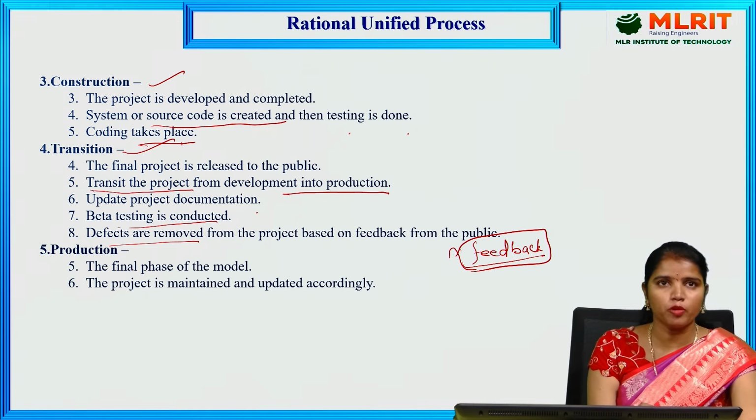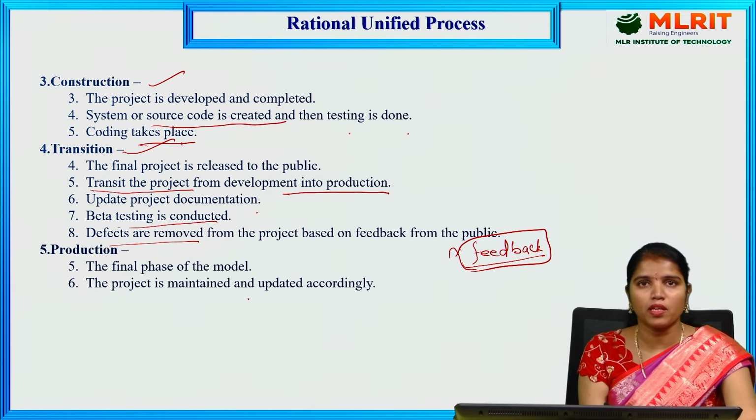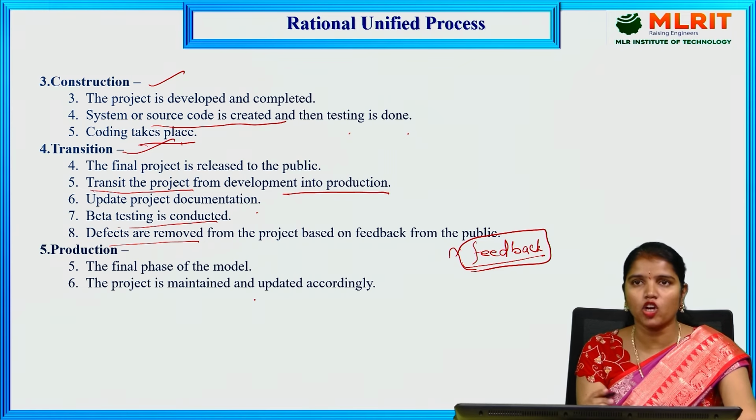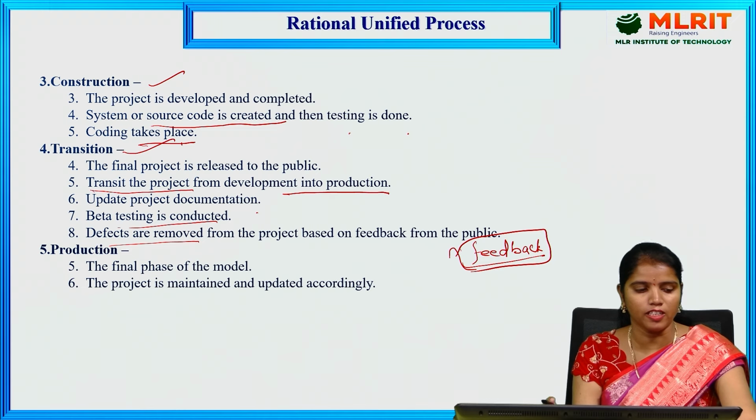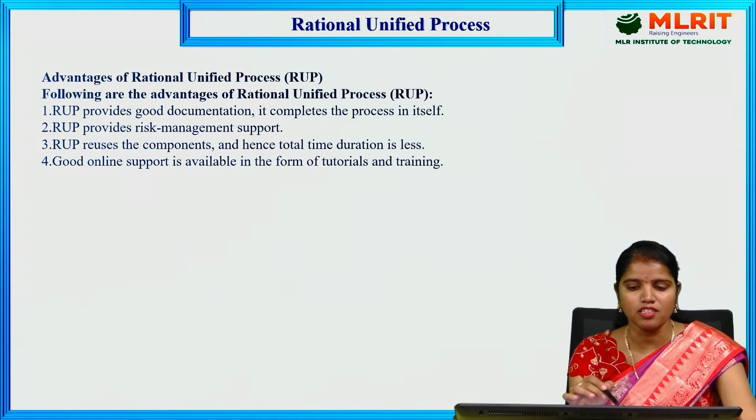And finally, the production phase. The final phase of this model, the project is maintained and updated according to the customer needs. And what are the advantages we are going to discuss in this Rational Unified Process?